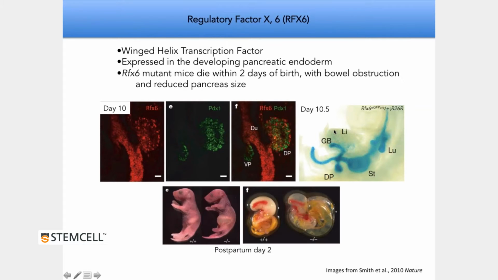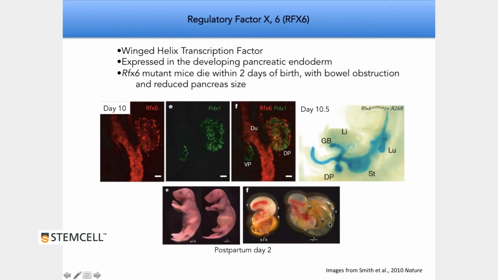Knockout studies were also performed in this paper published now many years ago by Smith et al. in Nature, and the RFX6 mutant pups, like PDX1 null mutants, are born. They die within 2 days of birth. They're quite a bit smaller, and they have this very bloated abdomen, and they also have a hypoplastic pancreas.